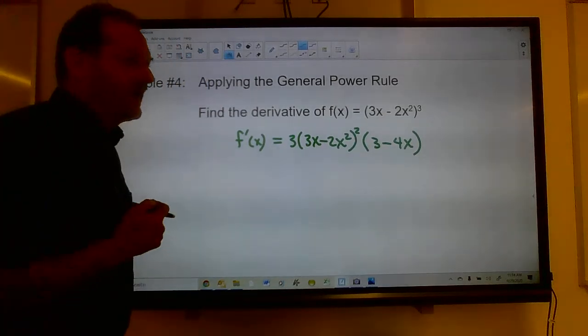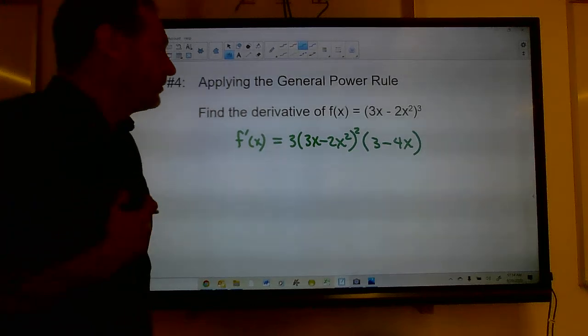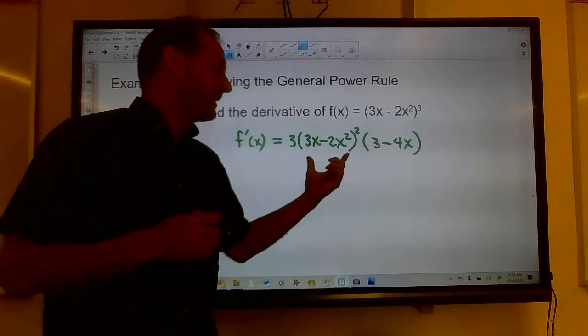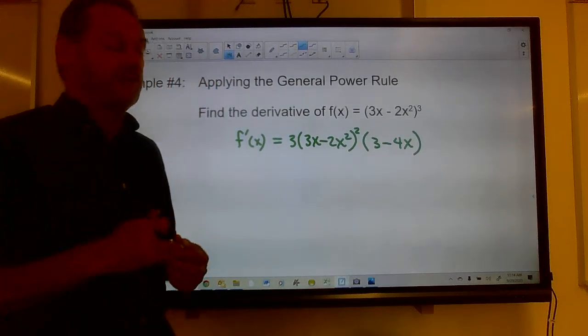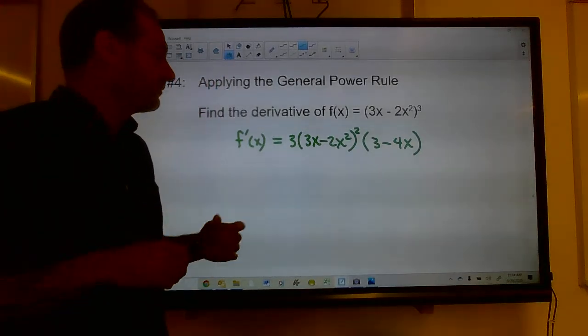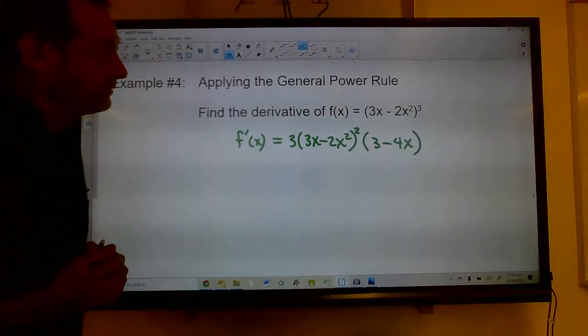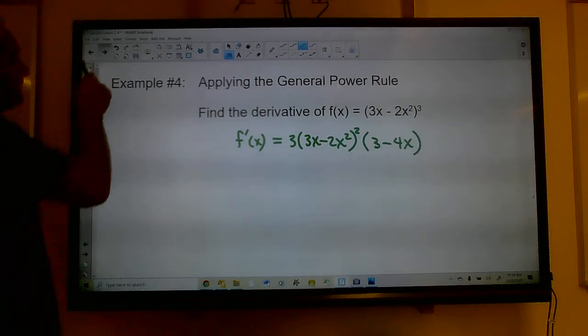Here's the thing on the AP test. If they're testing you on the chain rule, and I've done the chain rule correctly here, and then I go and try to simplify this to get a nicer looking answer, and I make a mistake, then I get the question wrong.